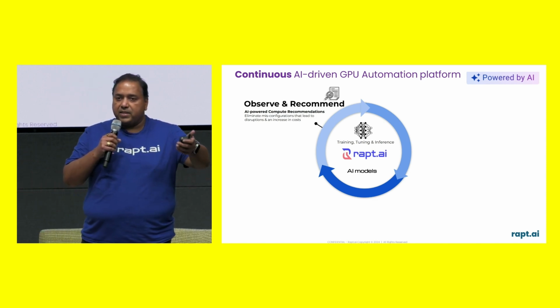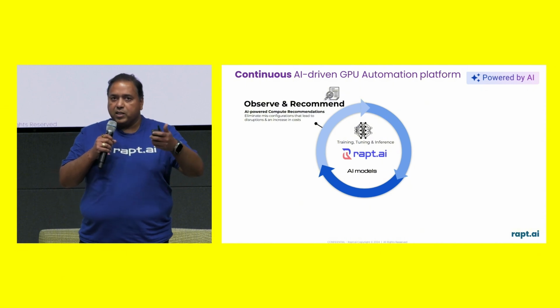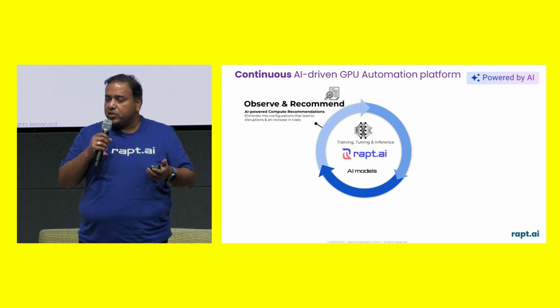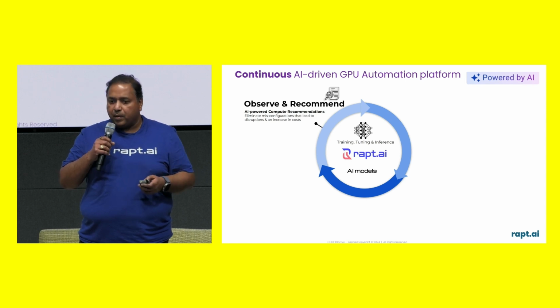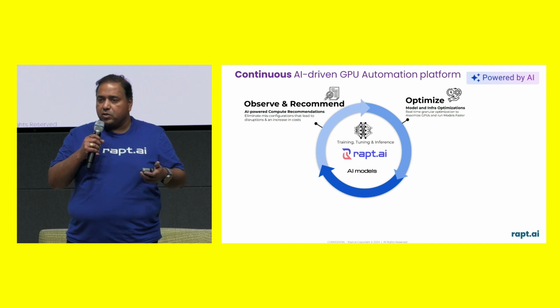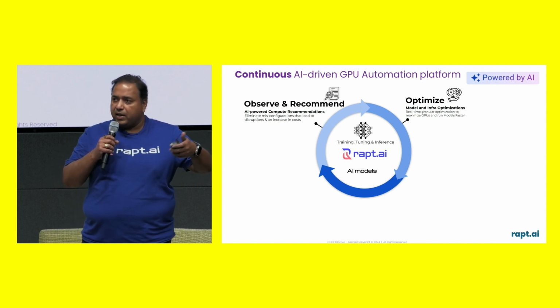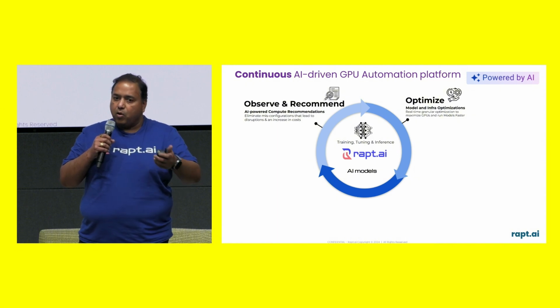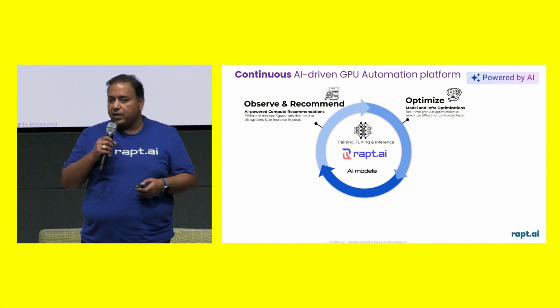A simple example is, hey, this is my tokens, or this is my batch size. So what is the recommendation of a GPU for that, right? What should be the sizing of that? That is what an observe and recommend module would do. The second one is optimization. Since we analyze and recommend in real time, can we optimize the model and also the resources in real time, right? That's the lowest granularity. Can I go and do it?